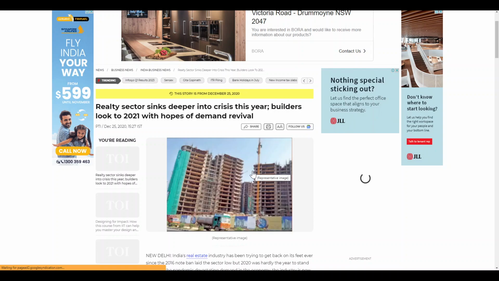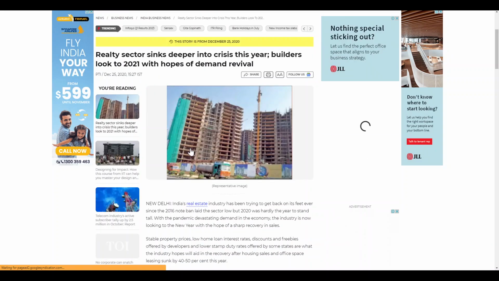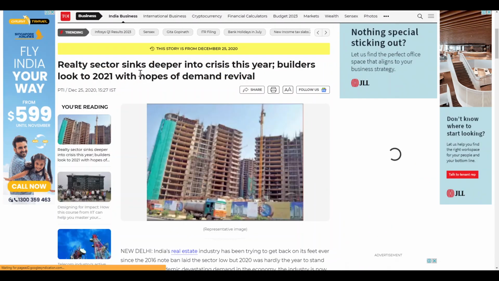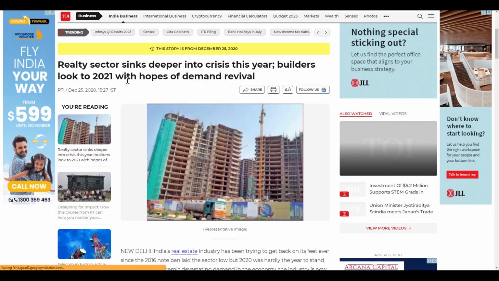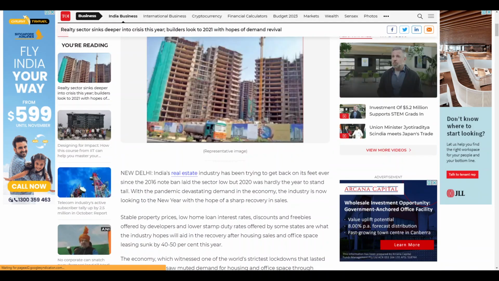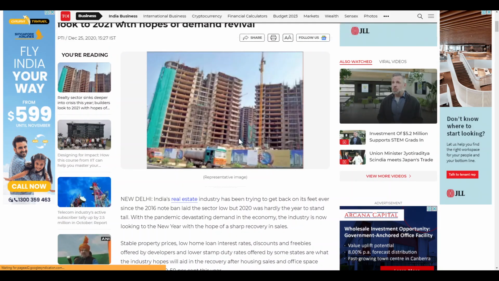Now, as you can see, the news everywhere in 2020 was: the realty sector sinks deeper in crisis; builders look to 2021 with hopes of demand. So there was tons of negative news, and that is where you should start looking, because when the cycle turns, that's where they all get benefited.